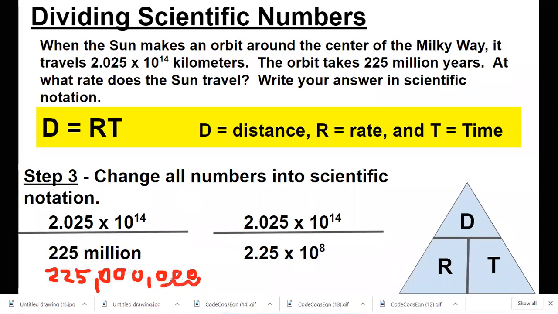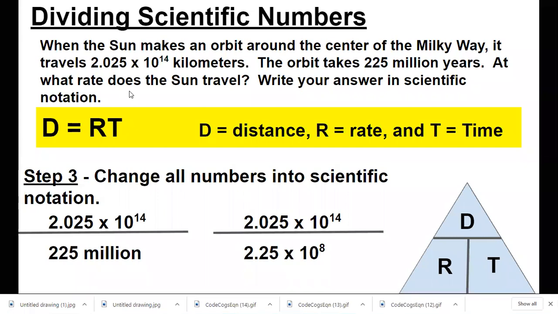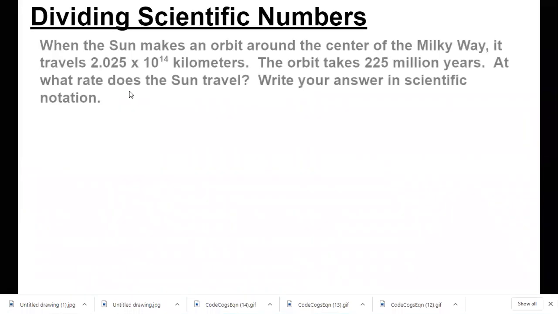1, 2, 3, 4, 5, 6, 7, 8. Okay, and let's clear it because we got it there for us. 2.25 times 10 to the 8th. Now they're both in scientific notation. Remember what I said with multiplying and dividing, you do not have to have the same power of 10. This 14 and this 8 do not have to be the same power of 10, which is nice because then you don't have to move decimals that way. So now let's see the next step.